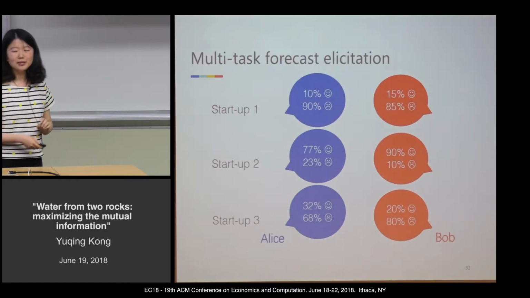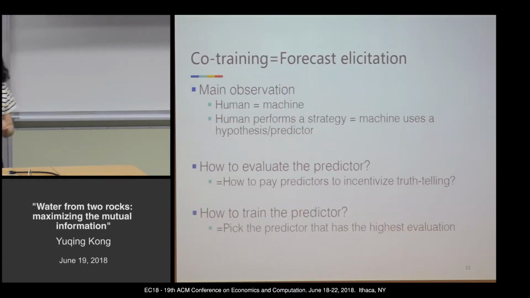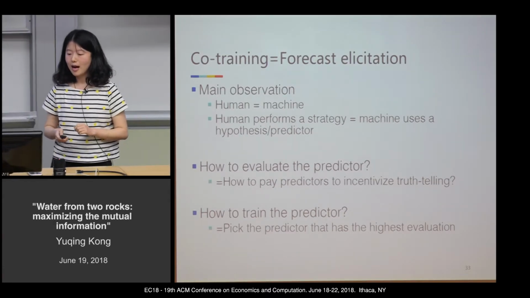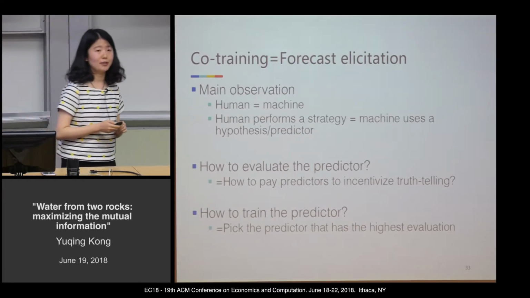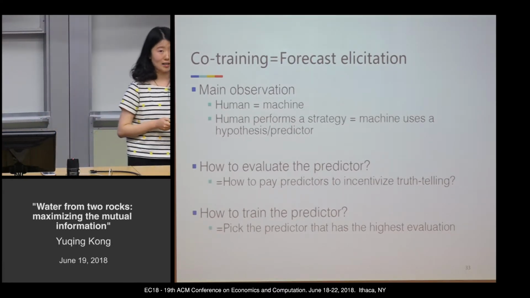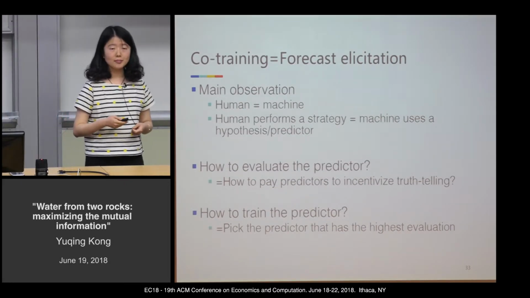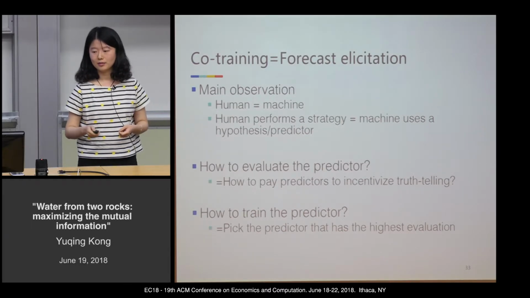Also, they are the same problem because the key observation is that human beings can be thought of as machines, and the strategy of a human being can also be thought of as the hypothesis played by the machine. How to evaluate the predictor is equivalent to how to pay them to incentivize them to tell the truth, and how to train the predictor is to just pick the predictor that has the highest evaluation.